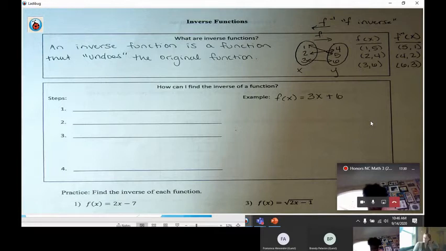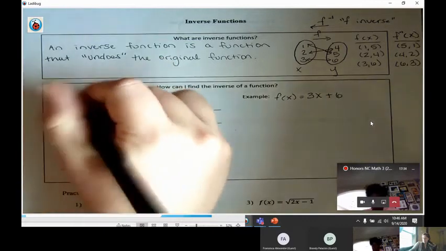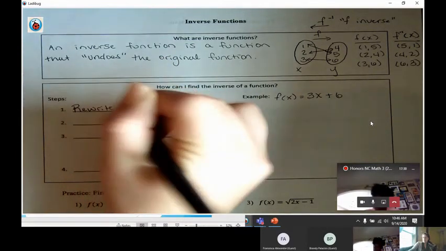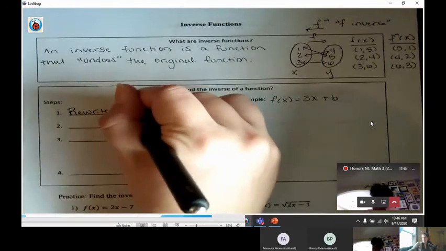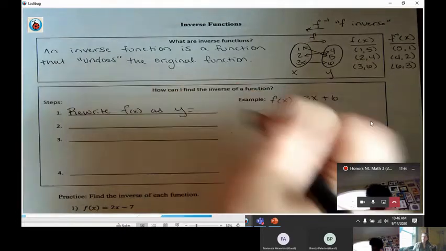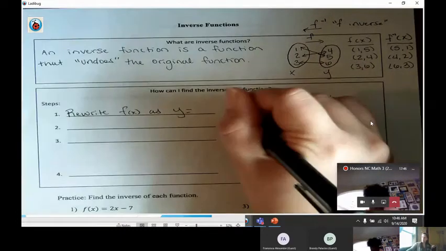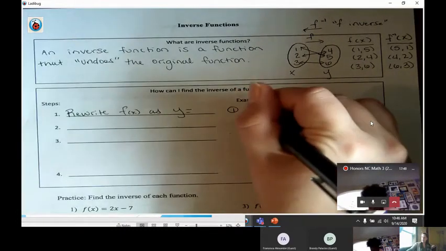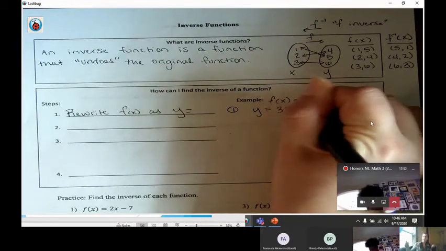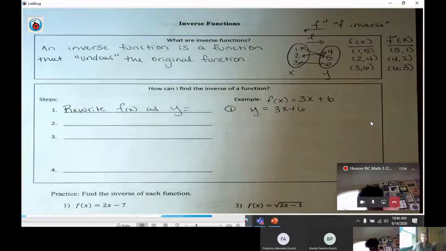So the very first step for doing this is going to be to rewrite f of x as y equals instead. So in step 1, I'm going to rewrite as y equals 3x plus 6 instead of the f of x that I had before.